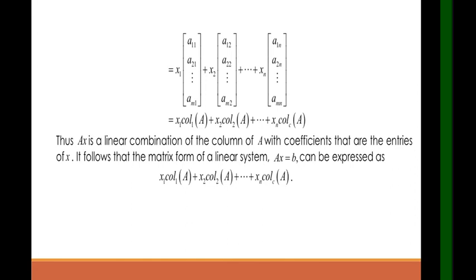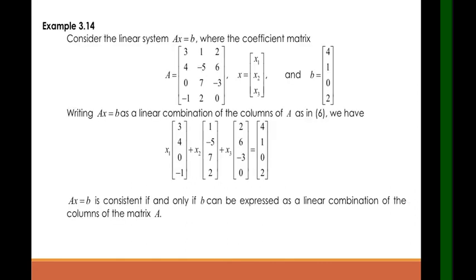Anyway, there is a continuation. Okay, so Ax is a linear combination of the columns of A with coefficients that are the entries of x. It follows that the matrix of the linear system Ax equals b can be expressed as x sub 1 column 1 of A plus x sub 2 column 2 of A plus ellipses plus x sub n column n of A. So consider the matrix here, Ax equals b, where the coefficient matrix is this one. Then x is x sub 1, x sub 2, x sub 3. And b is equal to 4, 1, 0, 2. So you just distribute. For this column, we have x sub 1. Then for the next column, x sub 2. Then for x sub 3.